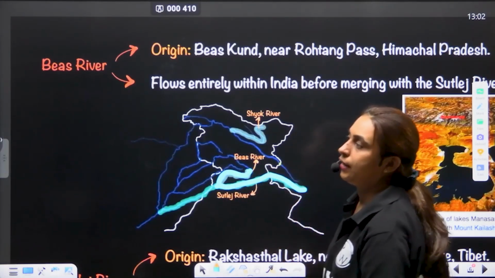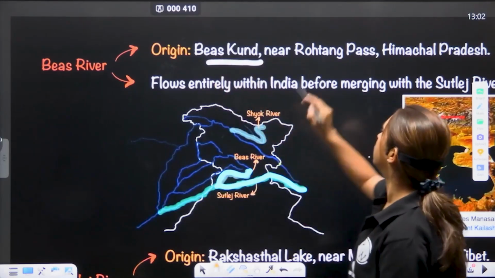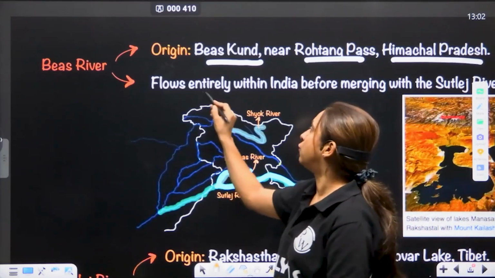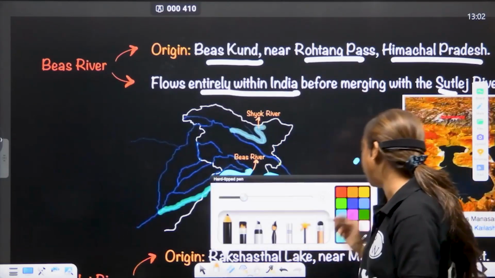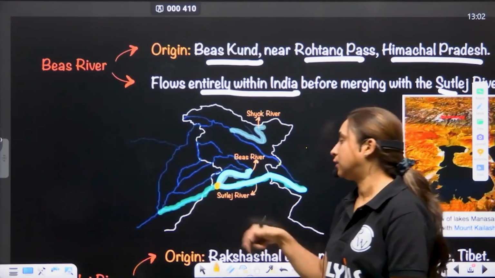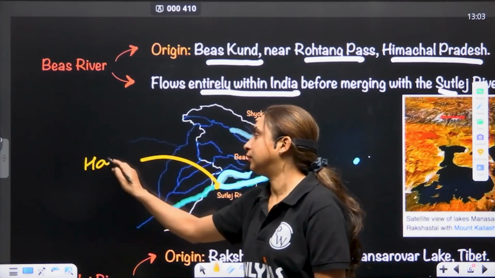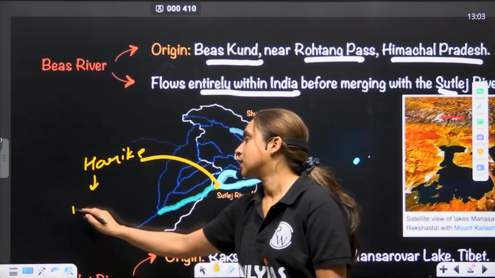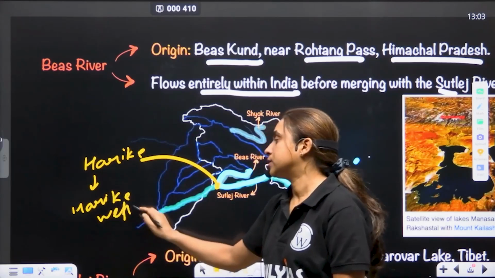Originating in India and ending in India is Beas. So what about Beas? You can see the origin is Beas Kund near Rohtang Pass, obviously in Himachal Pradesh. It is flowing entirely within India before merging with the Sutlej. The place where Beas and Sutlej meet is called Harike. They meet at Harike, and both of them make a wetland called Harike wetland.